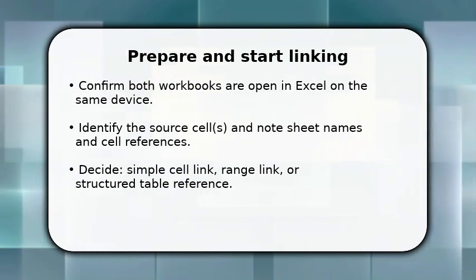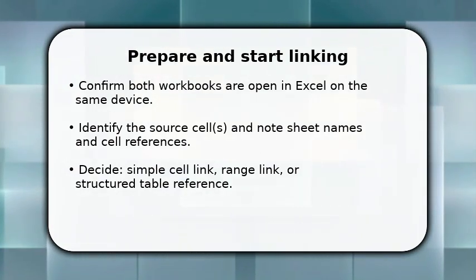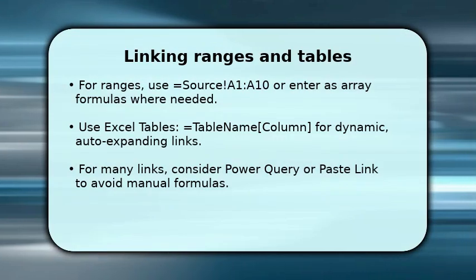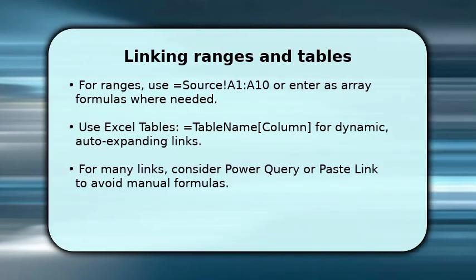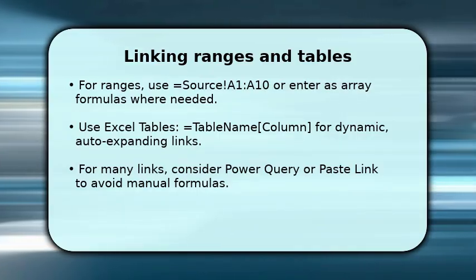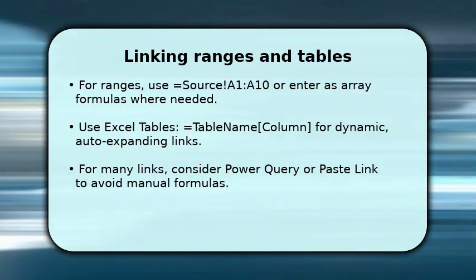Now expand to ranges and structured data by choosing the appropriate method. If you need a contiguous range, type equals and select the whole range. For dynamic datasets, convert the source to an Excel table and reference columns by name, which preserves links as rows are added. For large or repeated links, use Power Query to import and refresh, or use Paste Special, Paste Link to create multiple formulas at once.